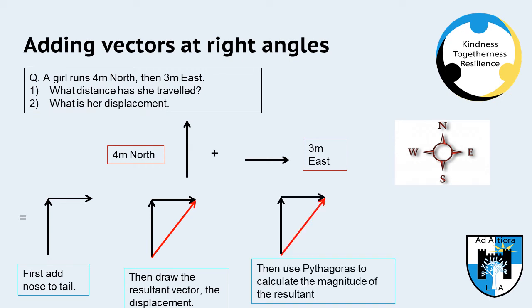So we have to use Pythagoras to calculate the magnitude of the resultant. Now that looks really complicated because we're talking about Pythagoras, magnitude and resultant. Magnitude just means size. It's how long is this line? What does this line actually represent? And the resultant is basically just the vector that goes between the beginning and the end.